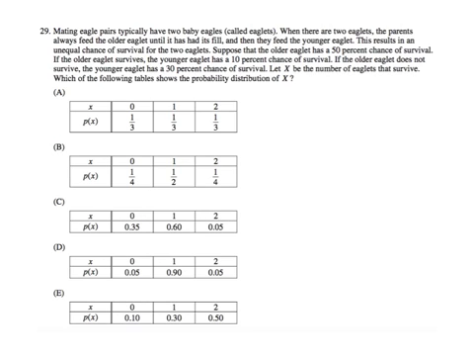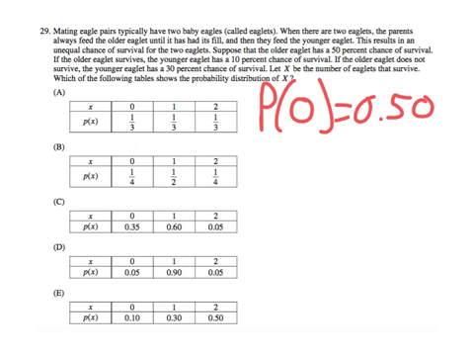Okay, so take a second, read through the word problem, and we can start right off with the facts. Suppose that the older eaglet has a 50% chance of survival. I'm going to stop right there. I'm going to say the probability that my older eaglet survives is 0.50. So O represents the event that the older eaglet survives. The probability of him surviving, 0.50.